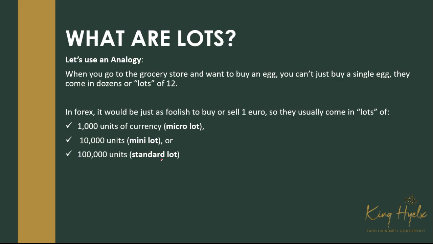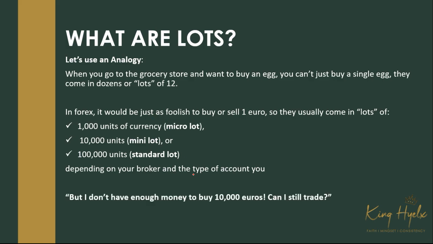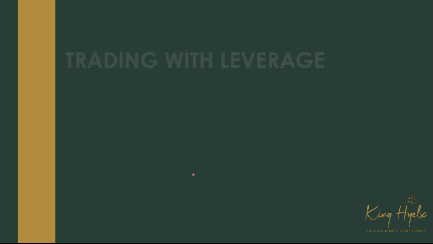I know you're probably wondering, well, I don't have $1,000, or I don't have 1,000 euro. I don't have the money to buy 1,000 euro. I know. I'm coming to explain that, right? So it all depends on the broker you use and the type of account that you use. Sometimes you even see a nano lot, which allows you to buy 100 units, right? But I don't have enough money to buy 10,000 euros. Can I still trade? That's where leverage comes in. So that's the next concept we are going to be introducing: leverage.